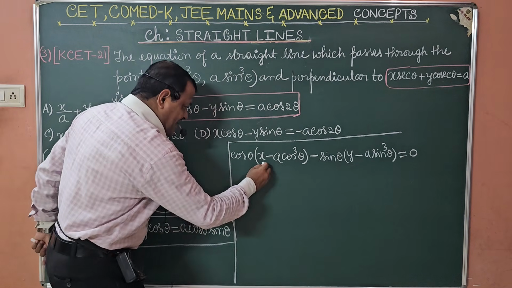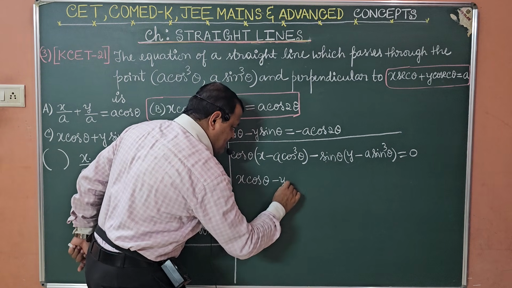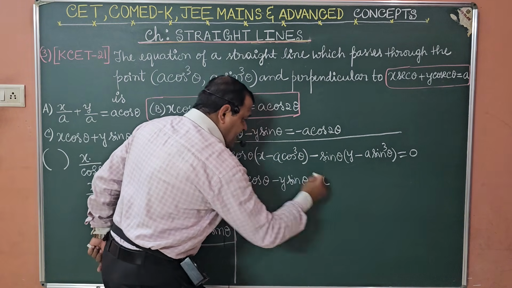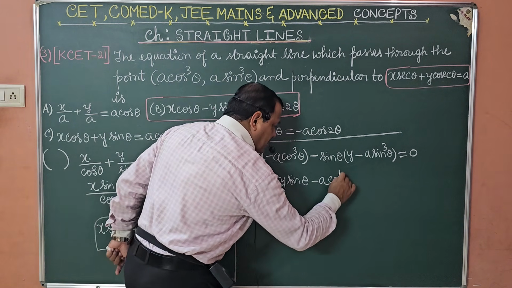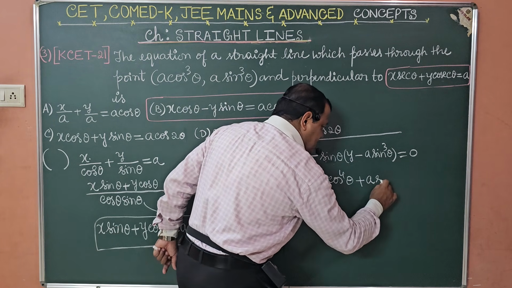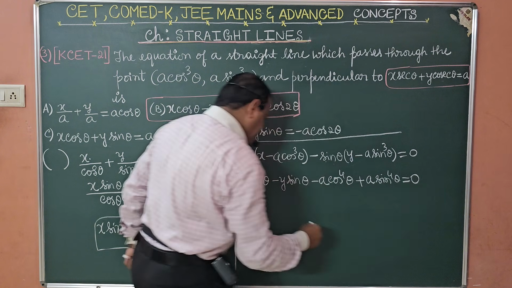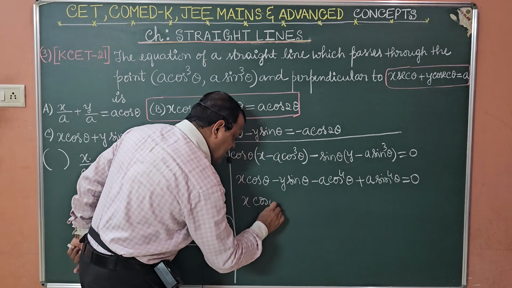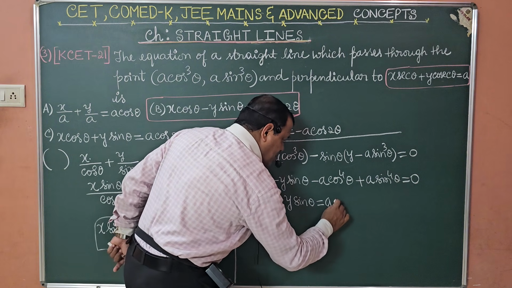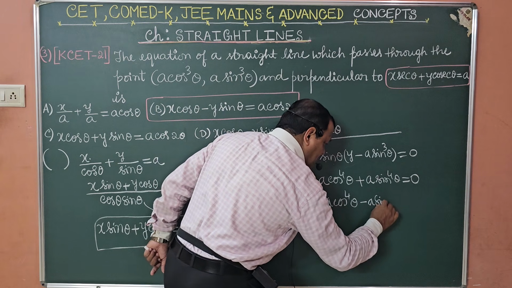Wait, I will simplify. This is x cos theta minus y sin theta, which is here. And now, this is plus into minus, minus a cos power 4 theta. This is minus into minus plus a sin theta into sin cube, sin power 4 theta is equal to 0. Therefore, see, left hand side same: x cos theta minus y sin theta. Right hand side, it will become plus a cos power 4 theta minus a sin power 4 theta.